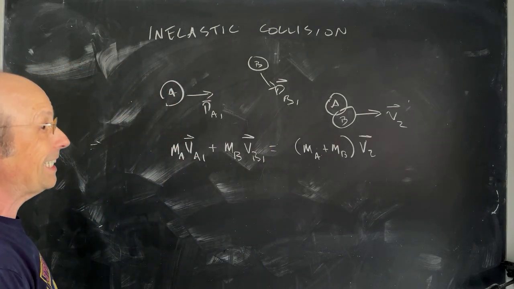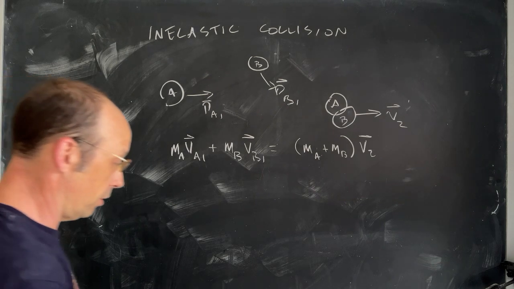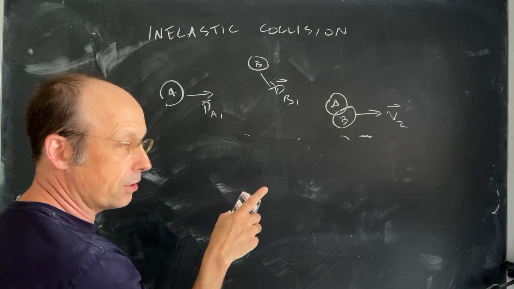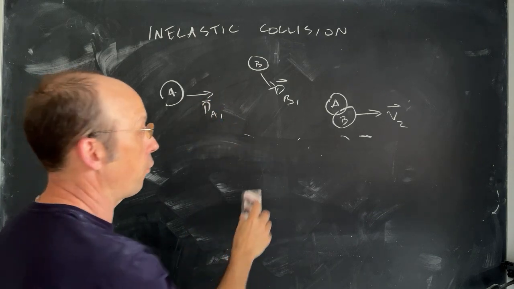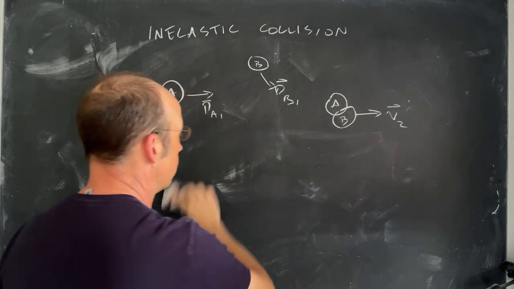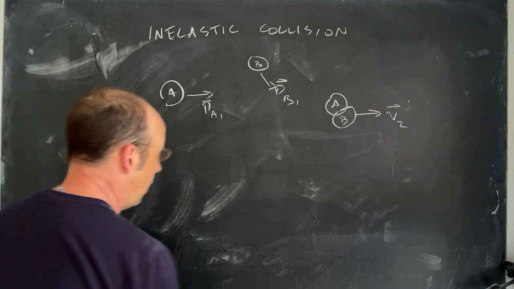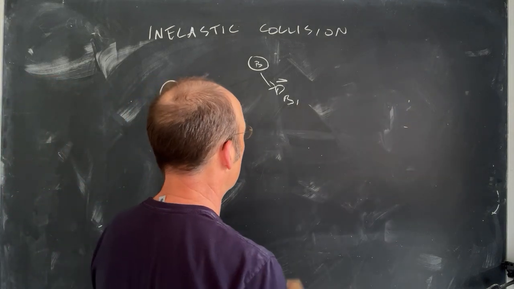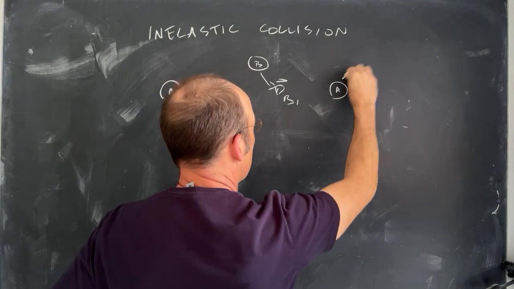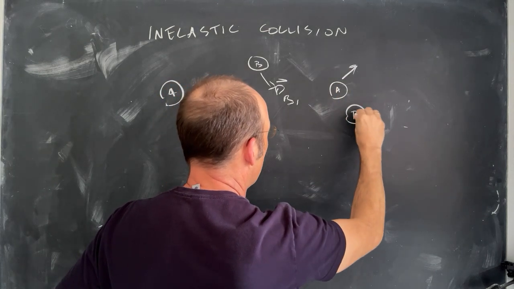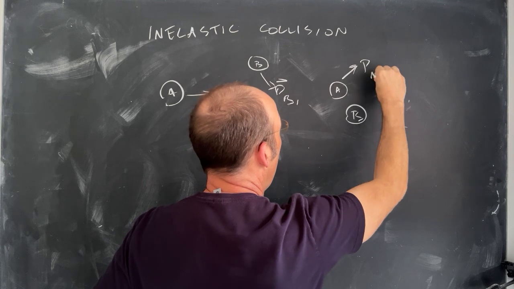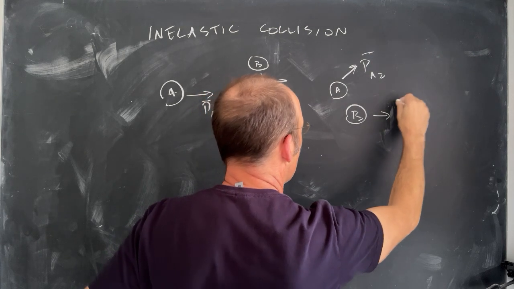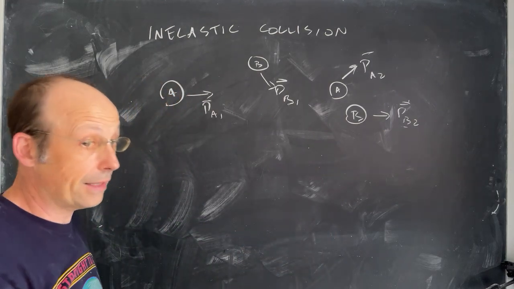Now there's another extreme version of a collision. But you'll notice inelastic collisions conserve momentum as long as the external force is 0 or negligible. Now suppose that they don't stick together. And this is where it gets complicated. So PA2, PB2. They collide and they don't stick together.